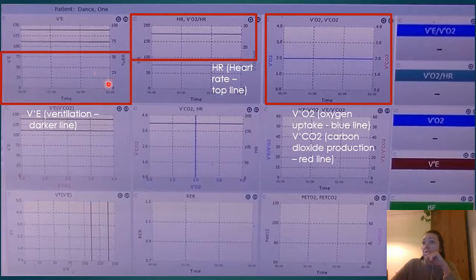So in this first box you've got your ventilation, you're looking at the darker line at the bottom. Your heart rate, you're looking at the top line in the second box. And then in the third box along, your oxygen uptake is the blue line, and your carbon dioxide production is the red line.